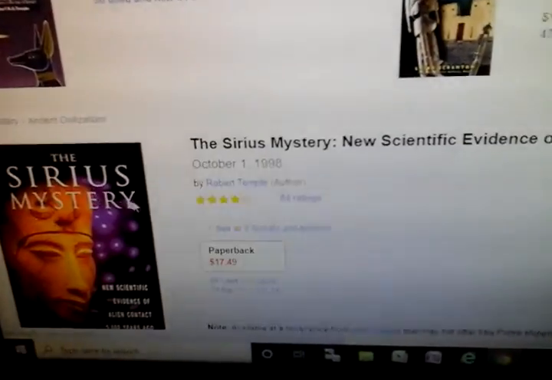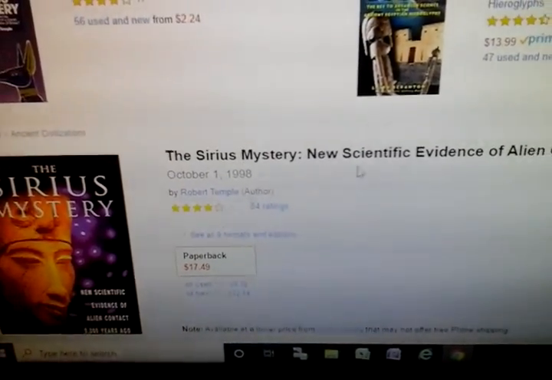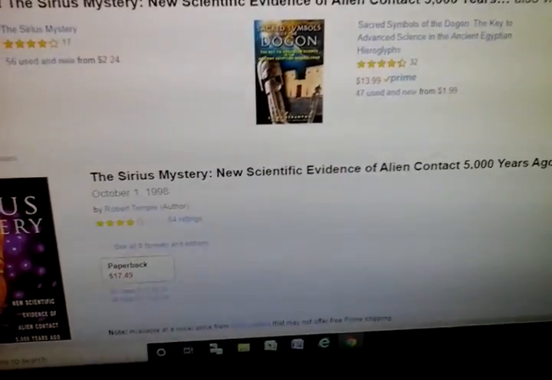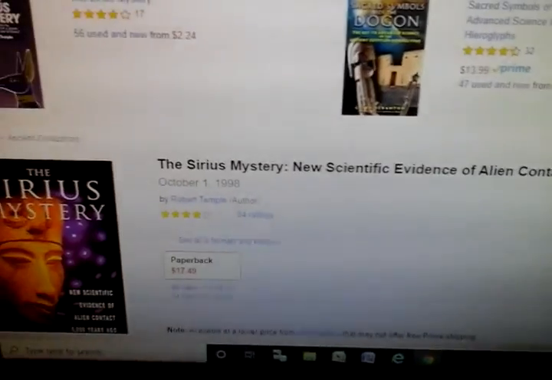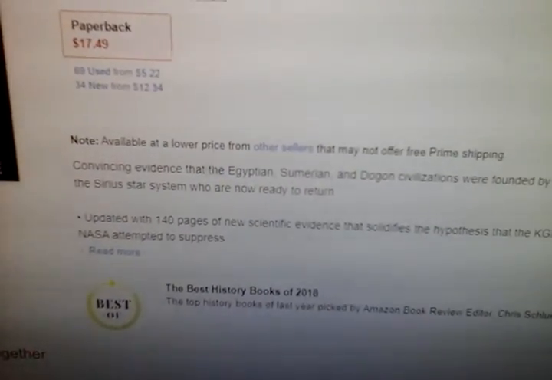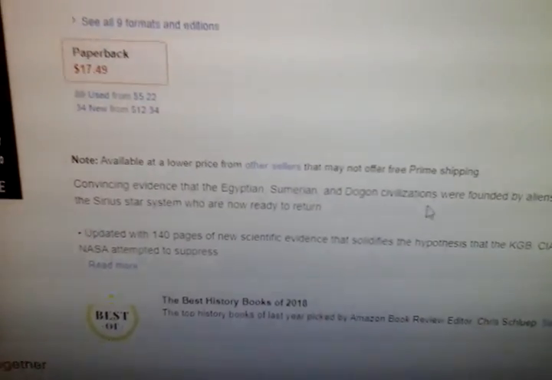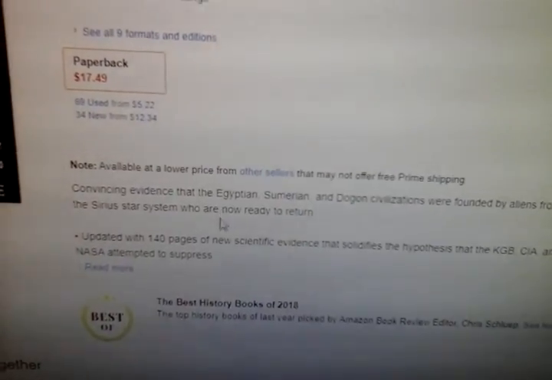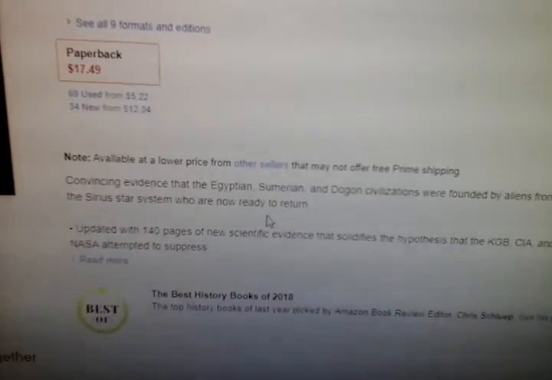Serious mystery, right? We're gonna go over to Amazon. And here, this is the book I got at home. The Sirius Mystery: New Scientific Evidence of Alien Contact 5,000 Years Ago. He wrote this book back in 1980, right? And it says convincing evidence that the Egyptian, Sumerian, and Dogon civilizations were founded by aliens from the Sirius star system who are now ready to return.